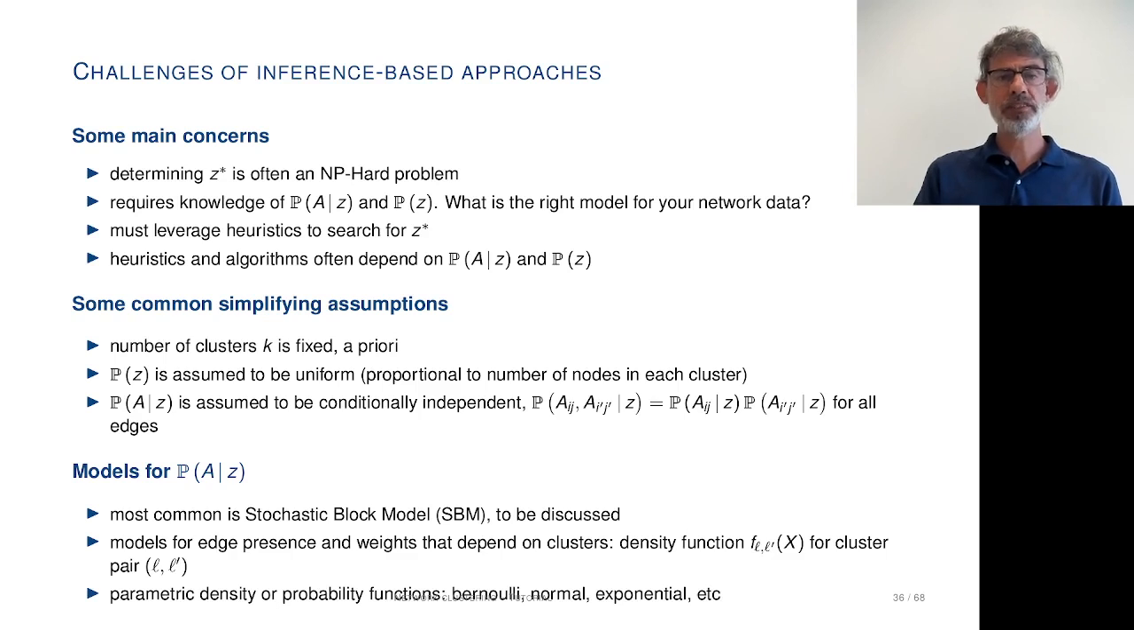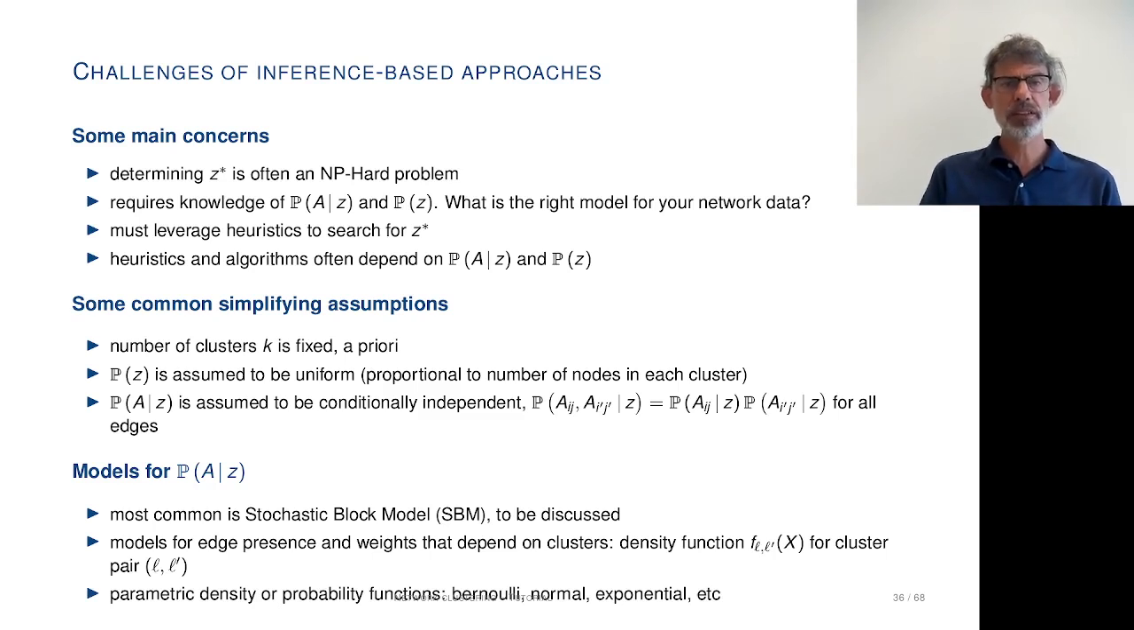That's very nice, but we have some concerns here. First, determining Z star is often NP hard. It's complicated to solve for Z star. Moreover, if I want to apply this approach, I must have knowledge of P of A given Z and P of Z, the model for generating the network and the model for generating the community assignment vector. And if you have some data, what is the right model for your data? The third point is that we must leverage heuristics to search for Z star because solving for Z star exactly is often prohibitive, and the heuristics and algorithms for solving for Z star often depend on the model for P of A given Z and P of Z.